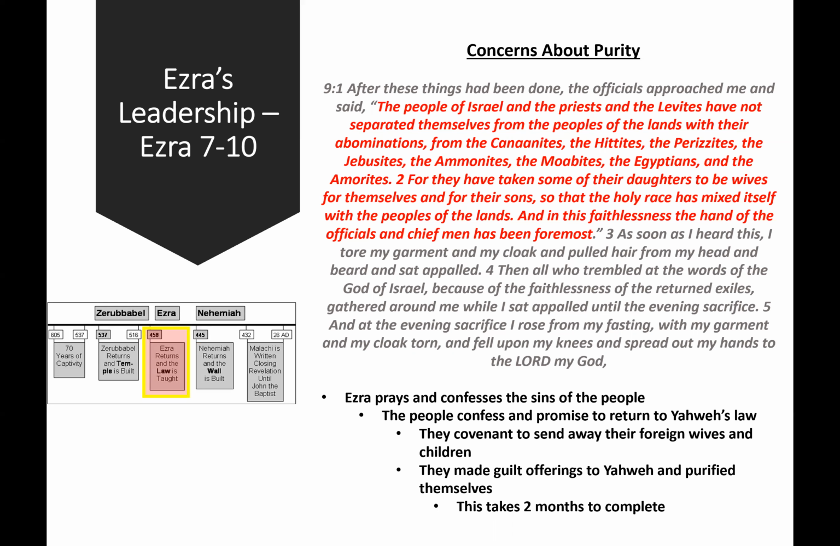Verse 4. Then all who trembled at the words of the God of Israel because of the faithlessness of the returned exiles gathered around me while I sat until the evening sacrifice. And at the evening sacrifice, I rose from my fasting, and my garment and my cloak torn, and fell upon my knees and spread out my hands to the Lord my God.